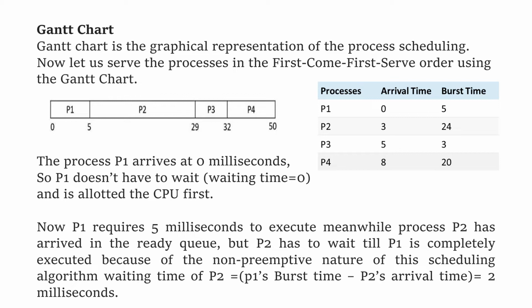Meanwhile, process P2 has arrived in the ready queue, but P2 has to wait till P1 is completely executed. Because of this non-preemptive nature of FCFS, the waiting time of P2 will be P1's burst time minus P2's arrival time. That is 2 milliseconds, because P2 has arrived at the third millisecond and the burst time of P1 is 5. So 5 minus 3 is equal to 2 milliseconds. This is the working of the arrival time of P1 and P2.